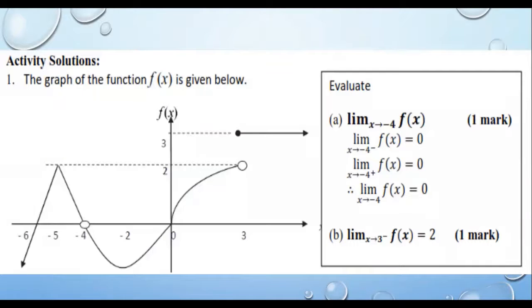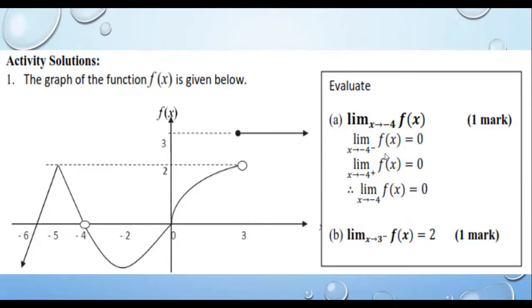Okay, looking at the first question, this is the graph of the function f of x given below, and you have to find the limit as x approaches -4 of f of x. Now, if you have to find the limit, you have to find both sides' limits, left hand side and right hand side.